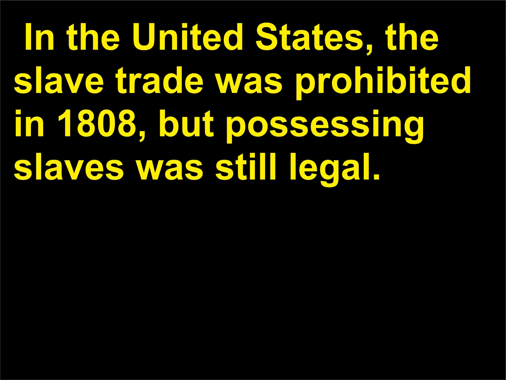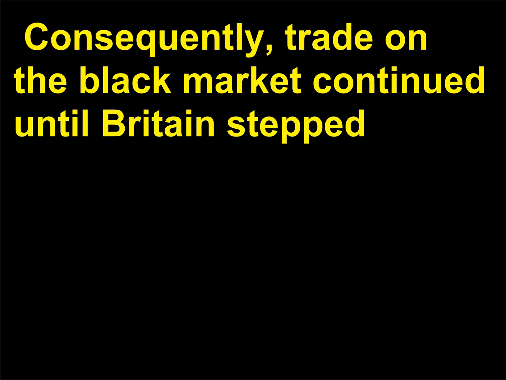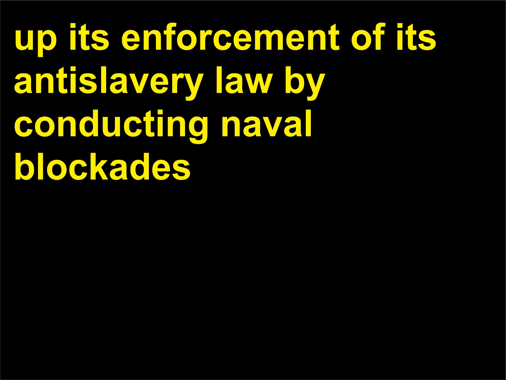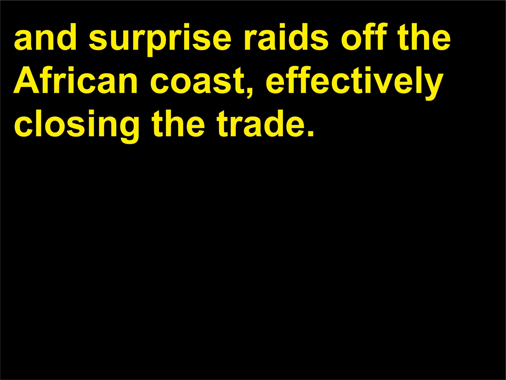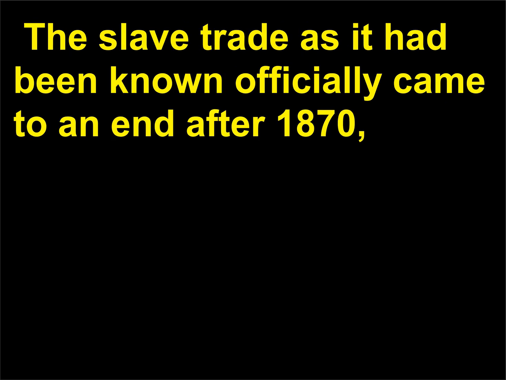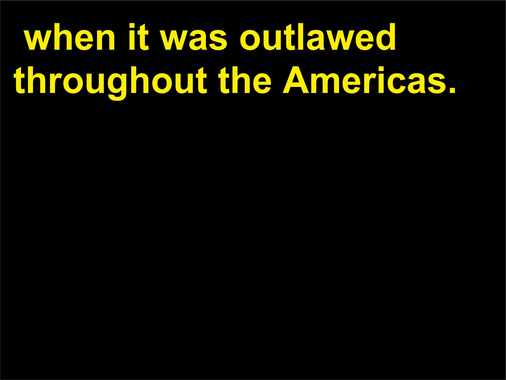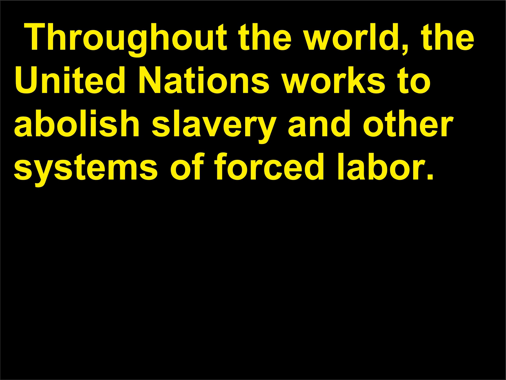In the United States, the slave trade was prohibited in 1808, but possessing slaves was still legal. Consequently, trade on the black market continued until Britain stepped up its enforcement of its anti-slavery law by conducting naval blockades and surprise raids off the African coast, effectively closing the trade. The slave trade as it had been known officially came to an end after 1870, when it was outlawed throughout the Americas. Throughout the world, the United Nations works to abolish slavery and other systems of forced labor.